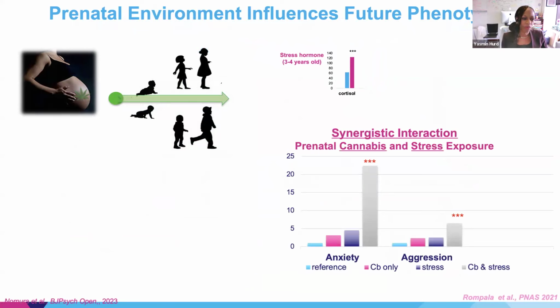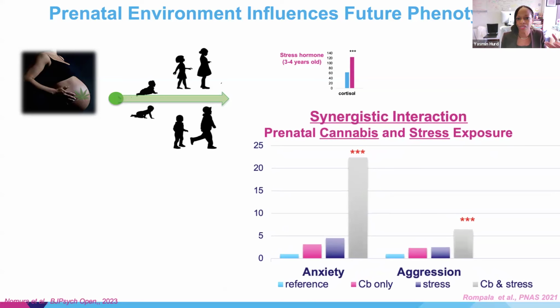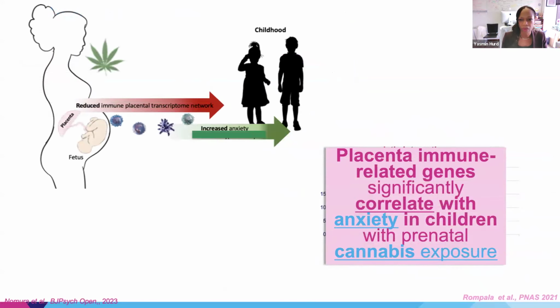But it's important to also realize that we don't exist in a world where everything is necessarily perfect. In conditions where there was excessive stress to the mothers while pregnant, and they also used cannabis, there is a synergistic interaction between cannabis and stress. So, for example, the combination of both exposures increased the anxiety outcome of their kids to a much greater extent. And so it's important that we don't just think about cannabis on its own.